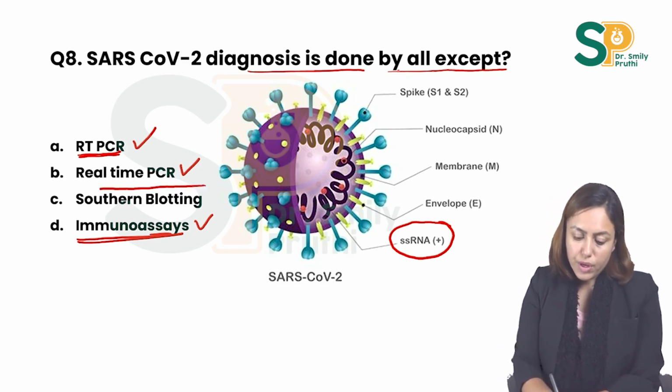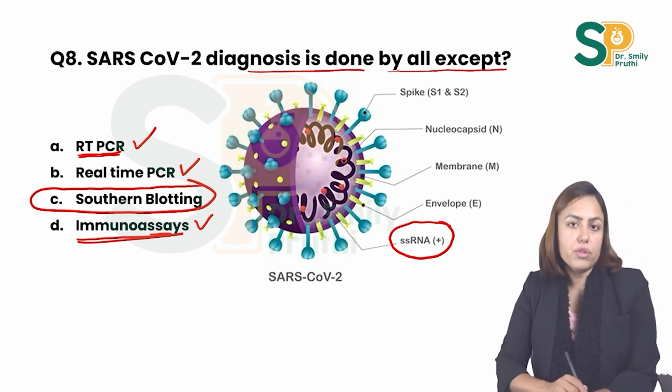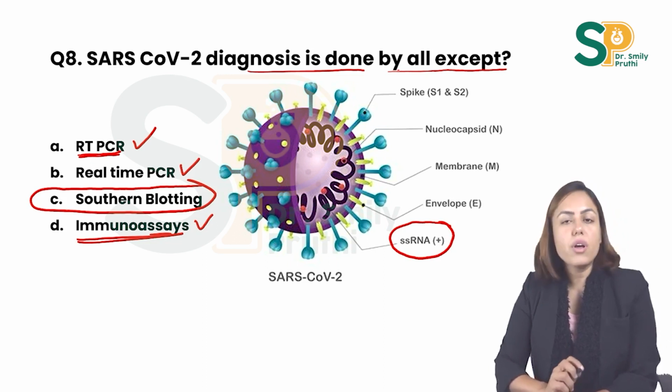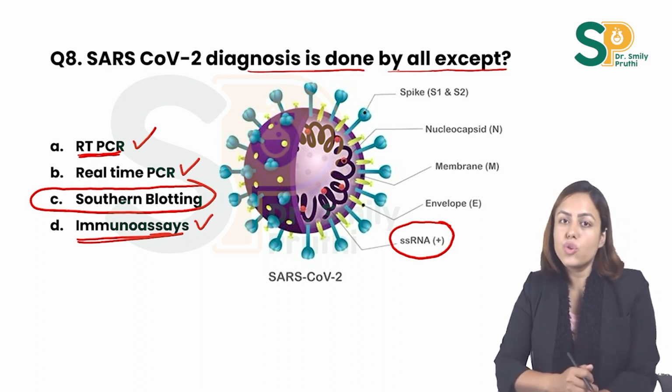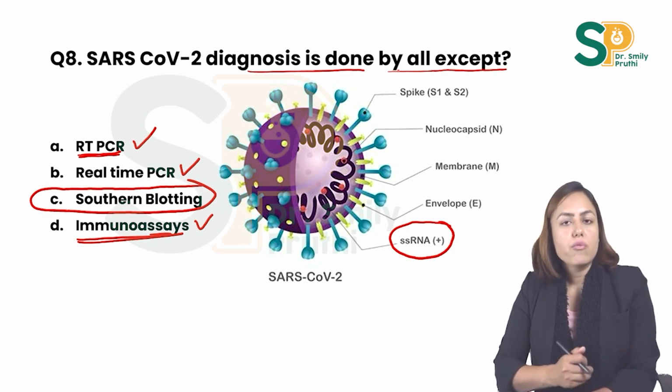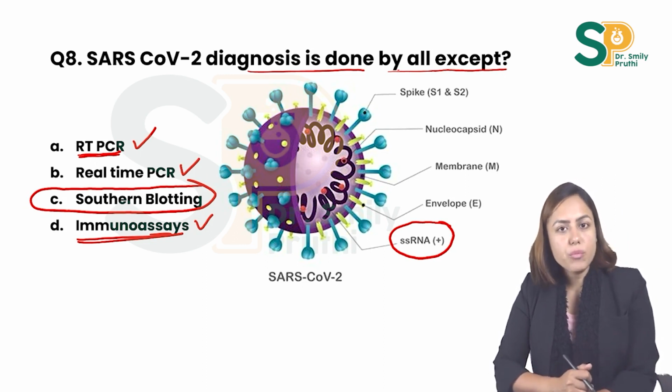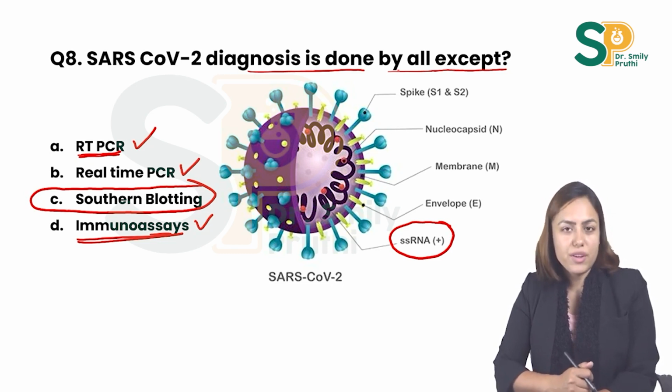Now, southern blotting cannot be done for this, because southern blotting is for DNA, right? And the genome here is RNA. What is northern blotting for? Northern blotting detects RNA, and western blotting detects antigen or antibody, right?